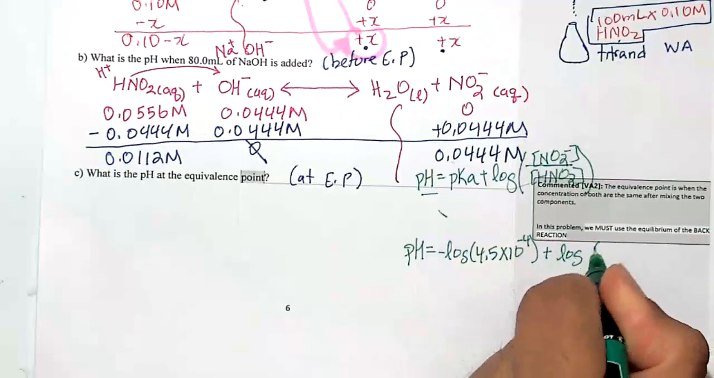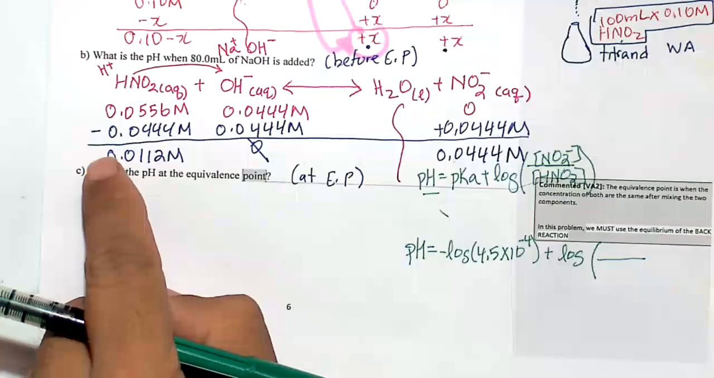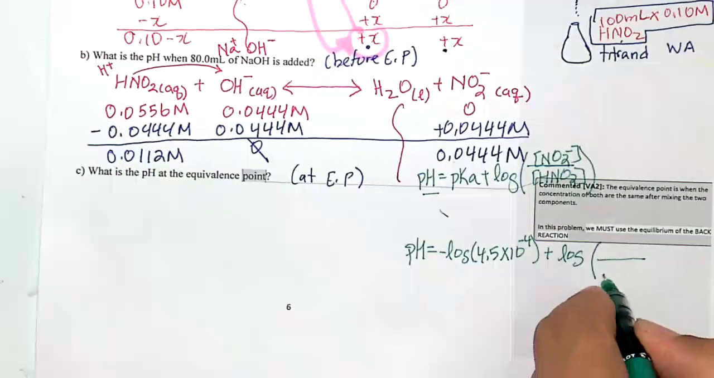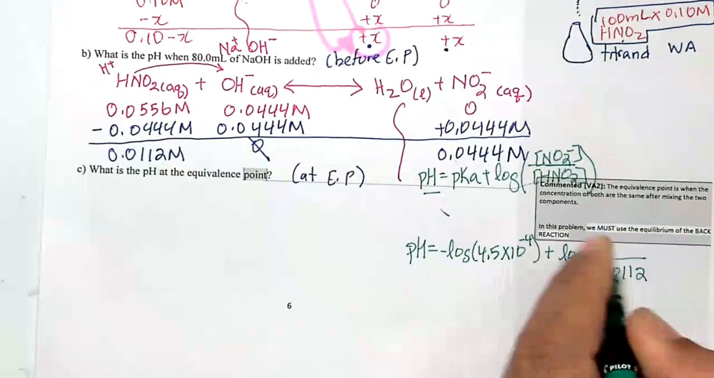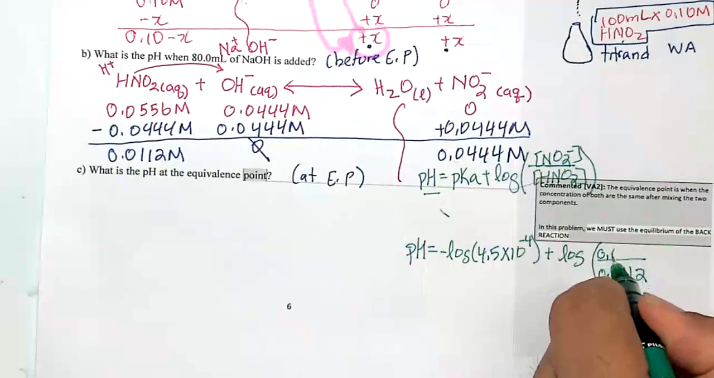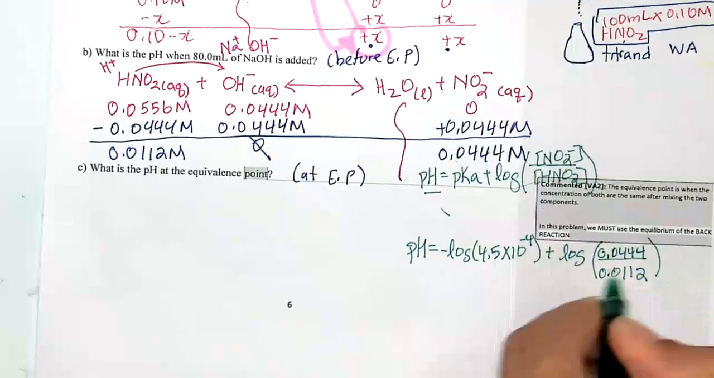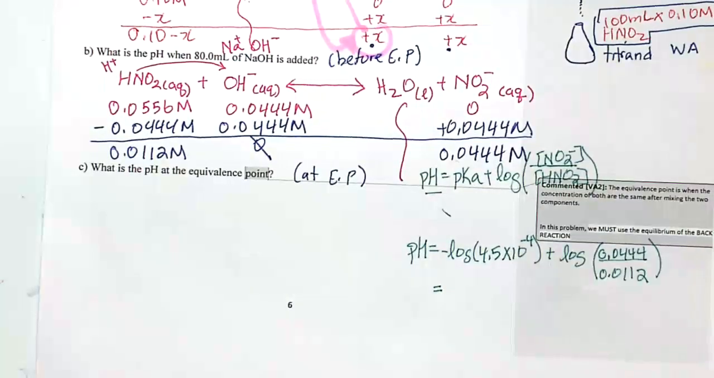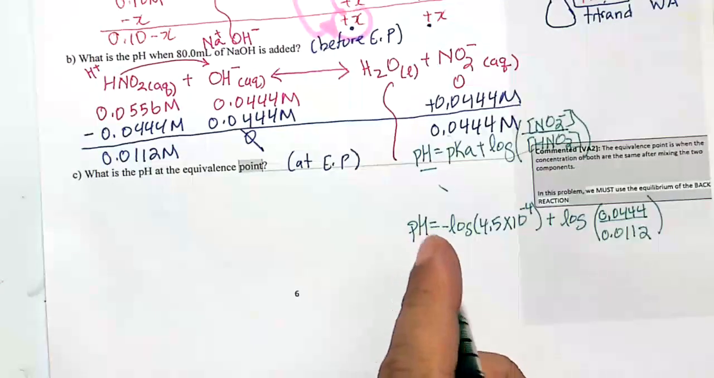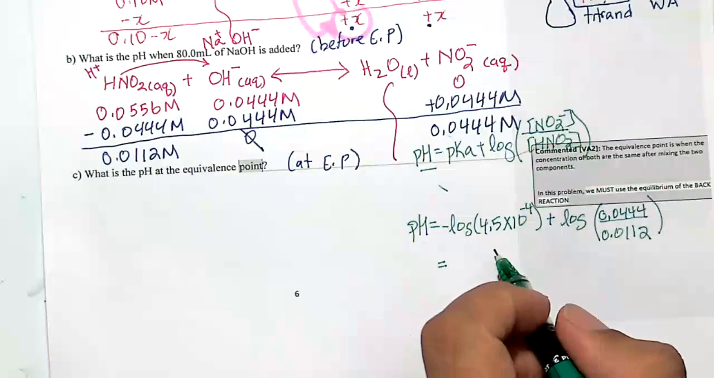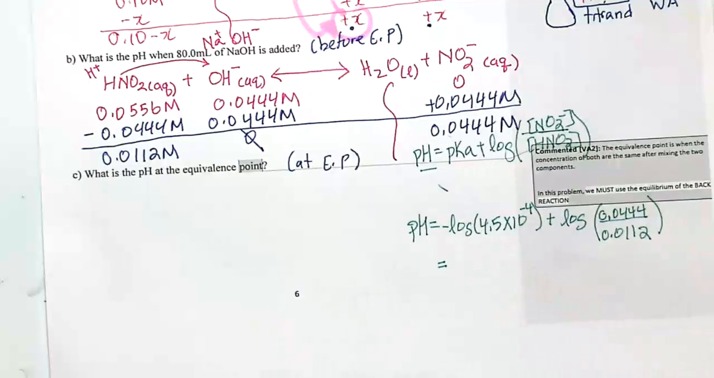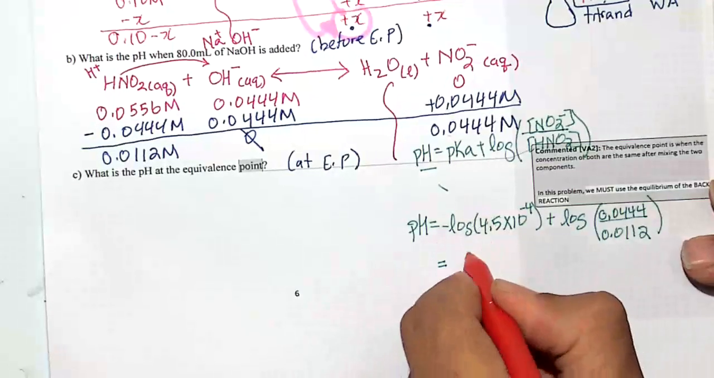Plus log, okay, what is the HNO2 concentration? 0.0112. What is the NO2 minus concentration? 0.0444. Okay. So doing minus the log of 4.5 times 10 to the minus 4 in our calculator, I'm getting 3.35.